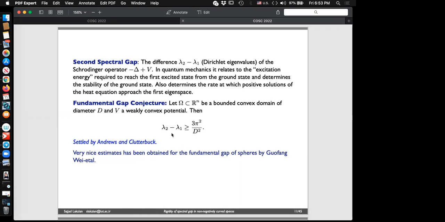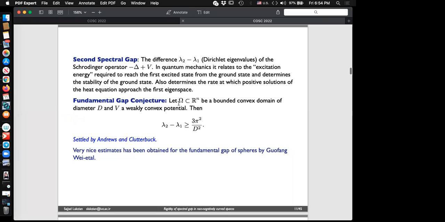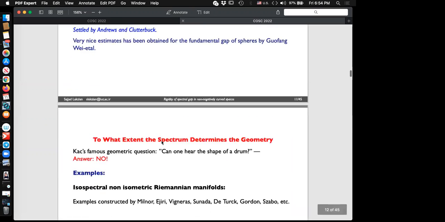And then there is the fundamental gap conjecture, which was settled by Andrews and Clutterbuck, which basically says that if you have a convex domain in R^n, the second spectral gap is bounded below by the ratio that you see, 3π² over diameter squared. What we are going to see is that the first spectral gap is bounded below by π² over d² in curved compact spaces.